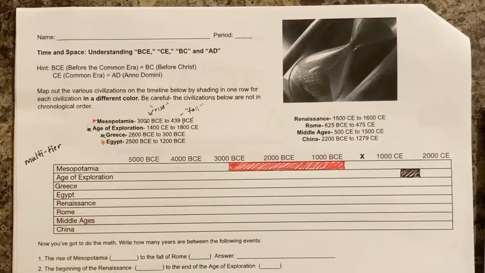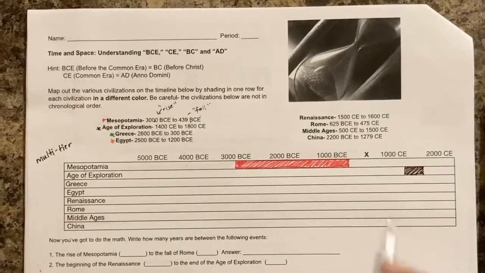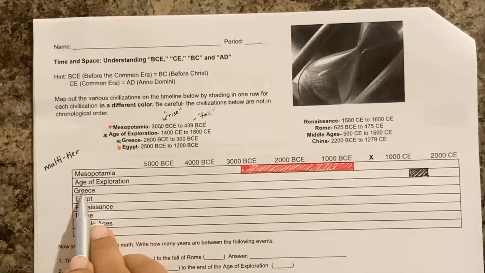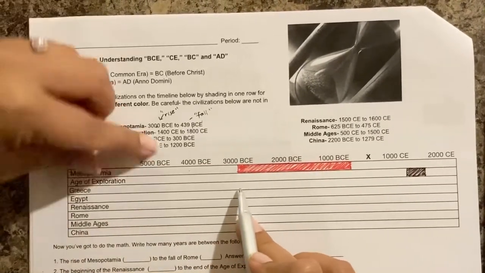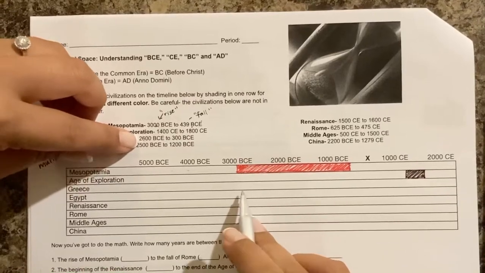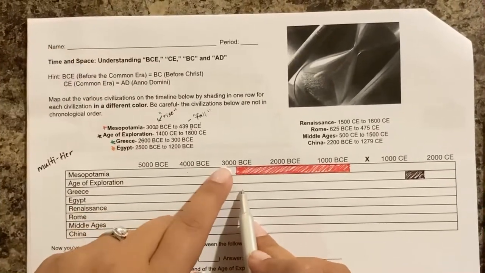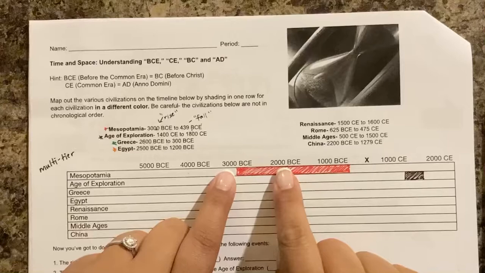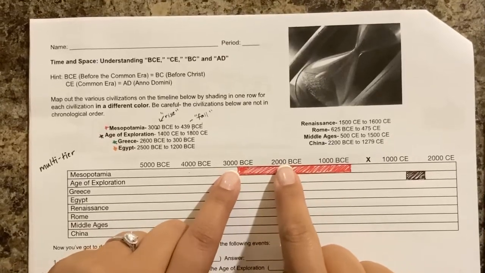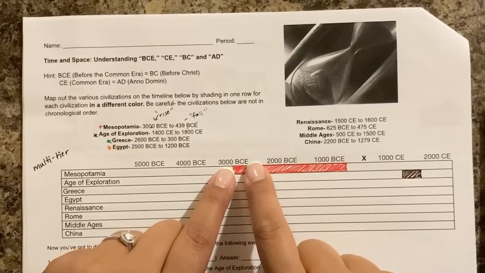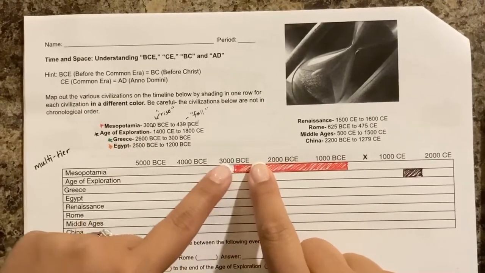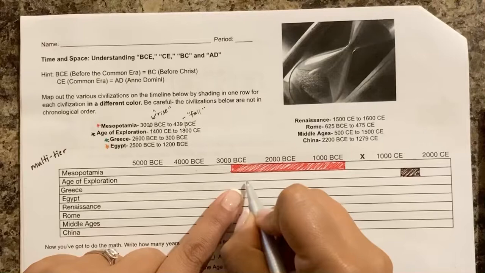Greece, 2600 BCE. So again, I go to Greece, to that tier. We call that a tier. I go over. I'm looking for 2600 BC. So I know it's somewhere in between these two. In between 2000 and 3000 exactly is 2500. This is 26, so I need to go a little bit closer.